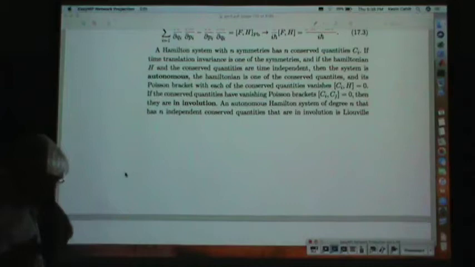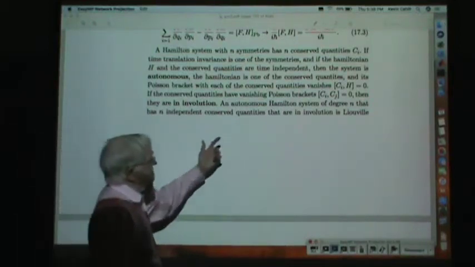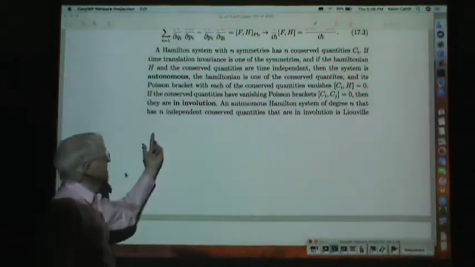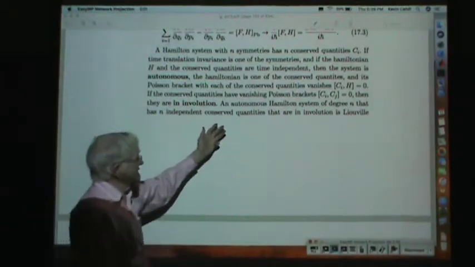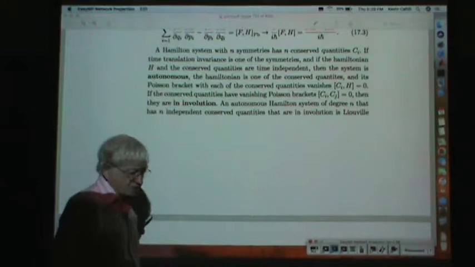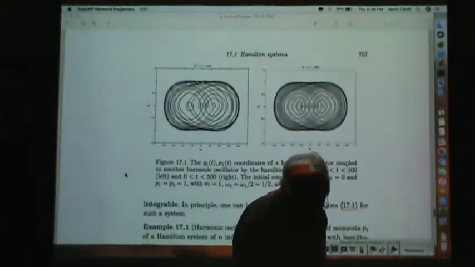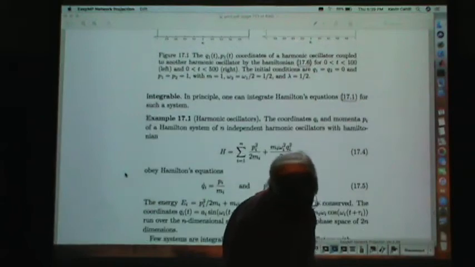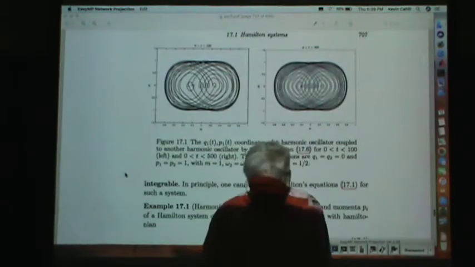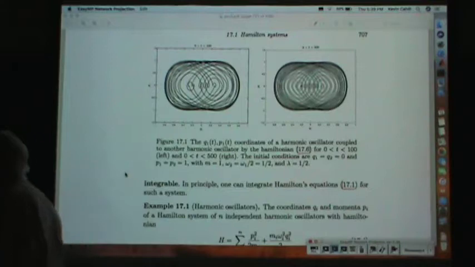And if moreover the conserved quantities have vanishing Poisson brackets among themselves, then they're said to be in involution. And the bottom line after all this wind-up is that an autonomous Hamilton system of degree n that has n independent conserved quantities that are in involution is said to be Liouville integrable, and what that means is that one can, in principle, integrate the system.